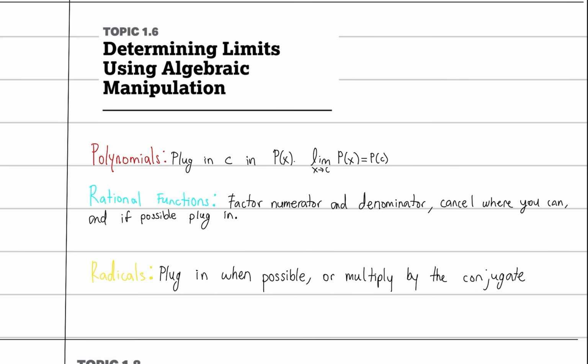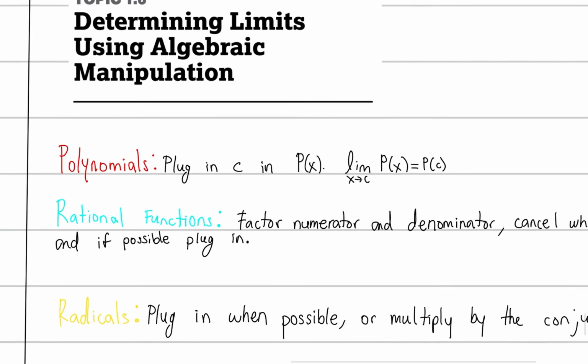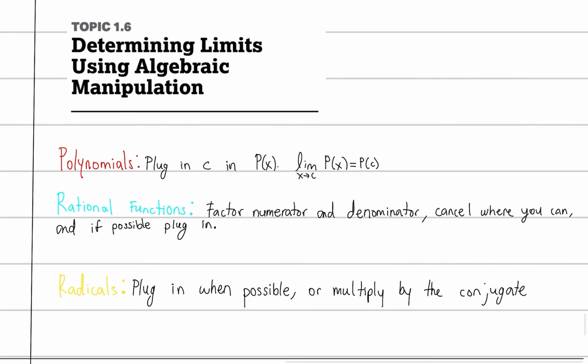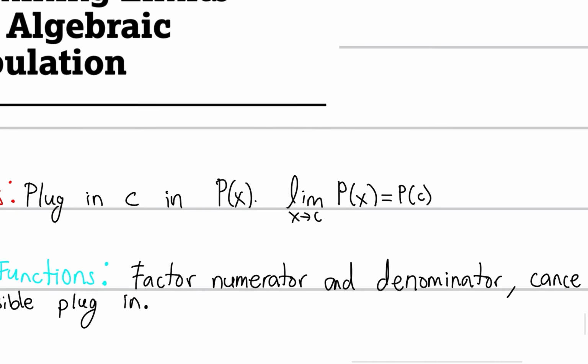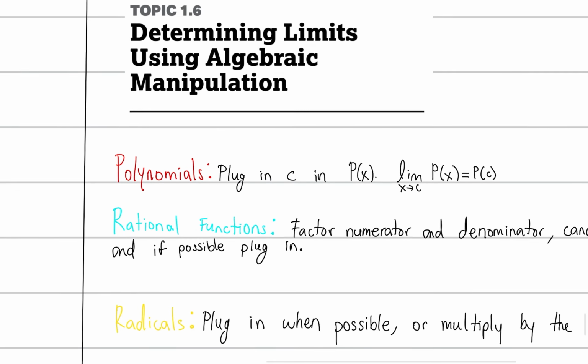Topic 1.6, determining limits using algebraic manipulation. So for polynomials, you just have to plug in c into p of x. So p of x is the polynomial function. The limit as x approaches c of p of x is just p of c. Just plug it in, that's your value.